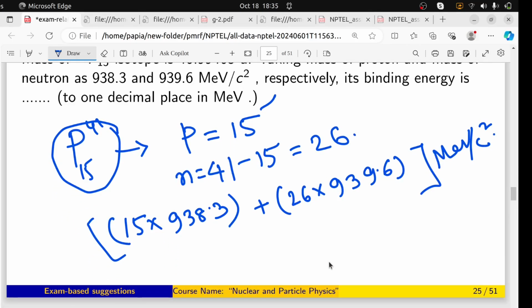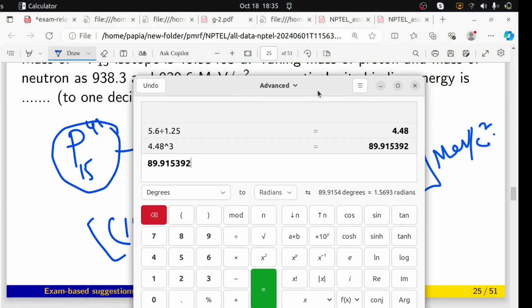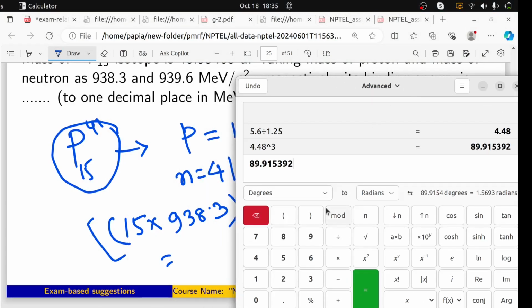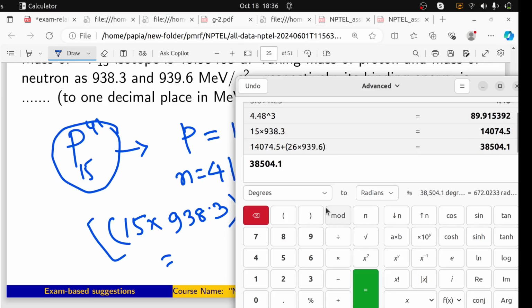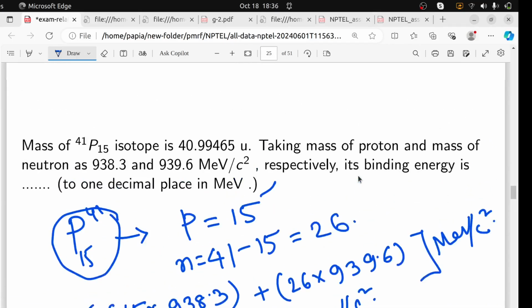Okay, so if you just calculate that one, maybe someone can do that, or I can also do this with my calculator. So what will be the answer for that? 15 into 938.3 plus 26 into 939.6. So it is 38504.1 MeV by C square. Okay. So this is the nucleon mass. Now what is the nucleus mass?